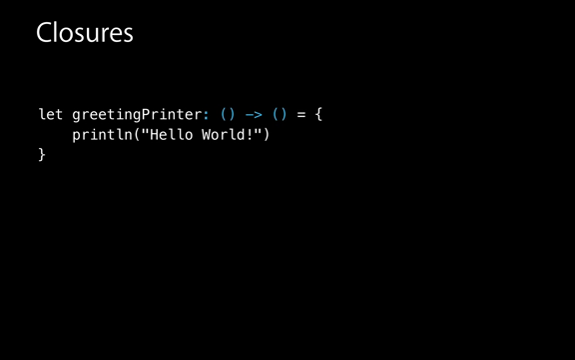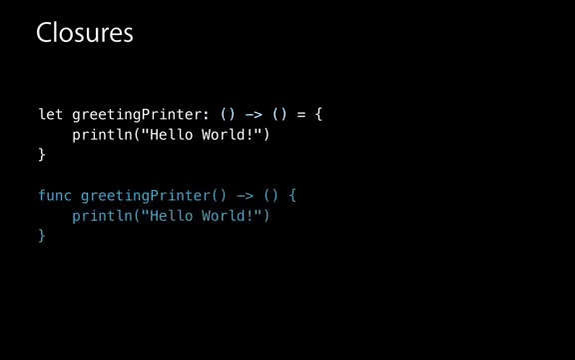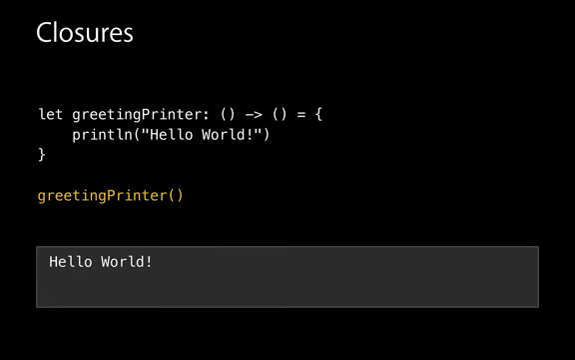You may think, well, that looks kind of familiar. I recognize this parens, arrow, parens syntax. And that's because it looks very much like the function syntax. And there's a reason for that. In Swift, functions are just named closures. So I can call my greeting printer just by saying greeting printer parens, and it prints hello world. That's a simple closure as a local variable, perhaps.